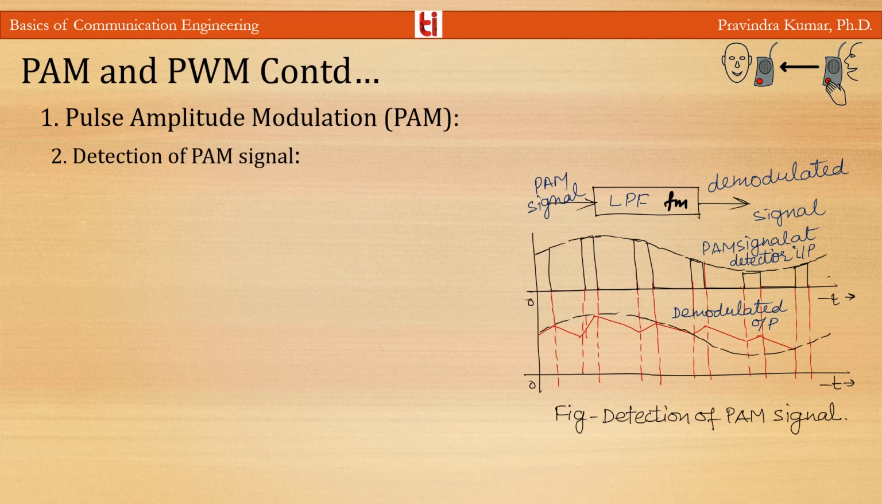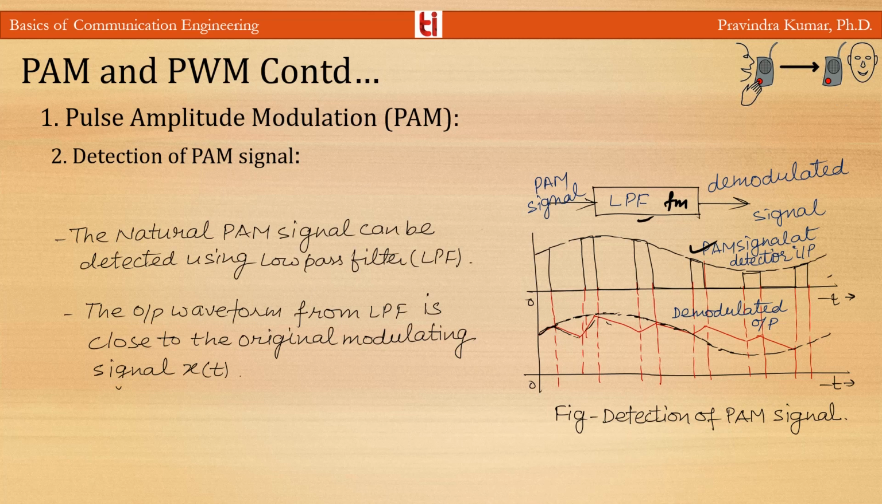For the PAM detection and corresponding waveform, as you can see in this figure, this is the PAM signal, and after passing it through the filter we get this type of waveform, which approximately gives the waveform corresponding to the modulating signal or baseband signal. This is the detection of a natural PAM signal.